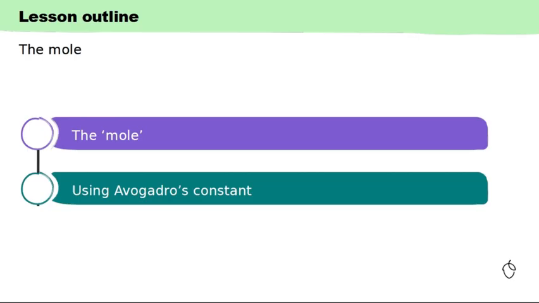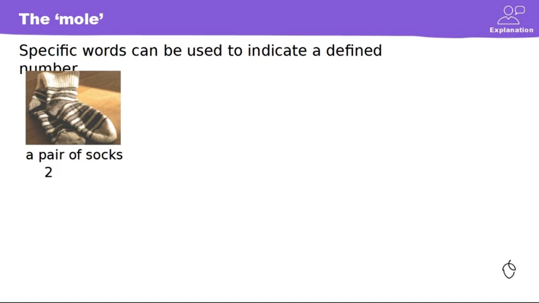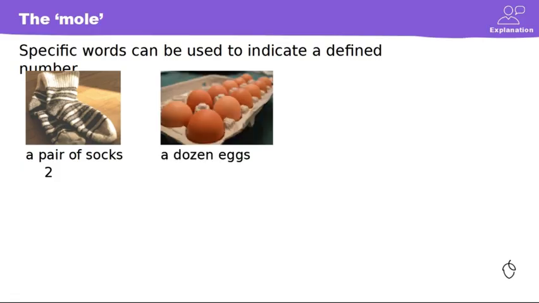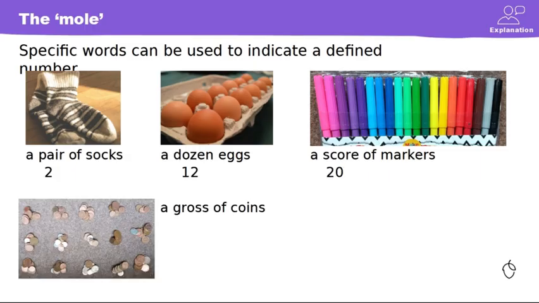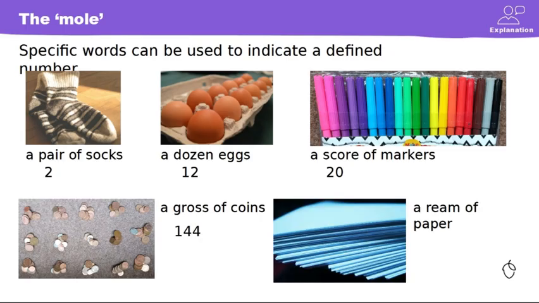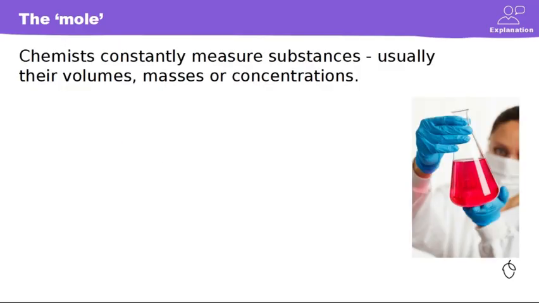Okay, so let's get started and first of all start looking at the mole. Specific words can be used to indicate a defined number. For example, we use a pair of socks to indicate 2. We use a dozen eggs to indicate 12. We use a score of markers to indicate 20. A gross of coins indicates there are 144 coins. And a ream of paper indicates that there are 500 papers.